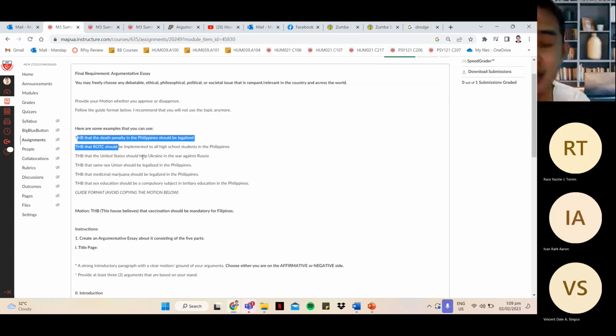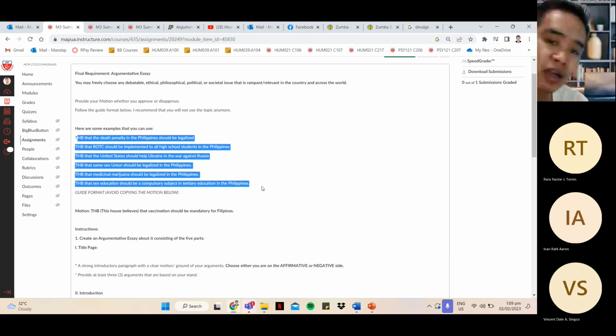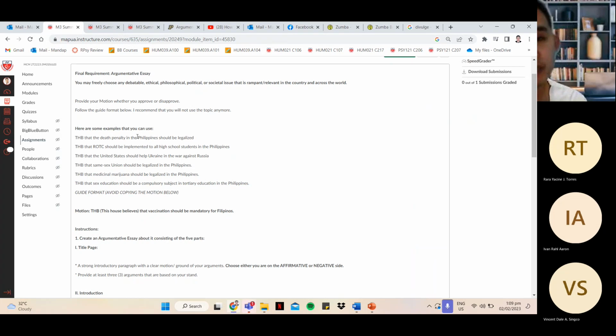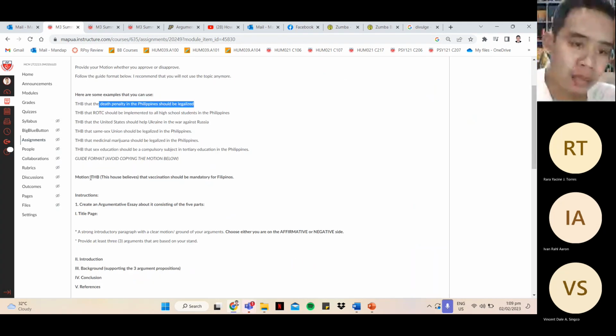So I recommend this. These are just sample topics na naisip ko na pwede niyong gamitin for your paper. Like, the House believes that death penalty in the Philippines should be legalized. Another example is the House believes that same-sex union should be legalized in the Philippines. Those are just some of my examples. You don't have to copy these verbatim. You could just think of any topic that really interests you, yung gusto niyo talaga. So the motion, no, this is what you stand for.